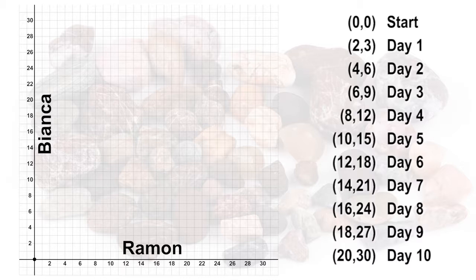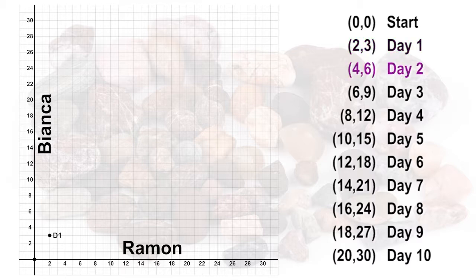The first ordered pair will be 2, 3 in parentheses. Go out 2 lines along the x-axis and up 3 lines along the y-axis and make a point. This will represent day 1 or D1.